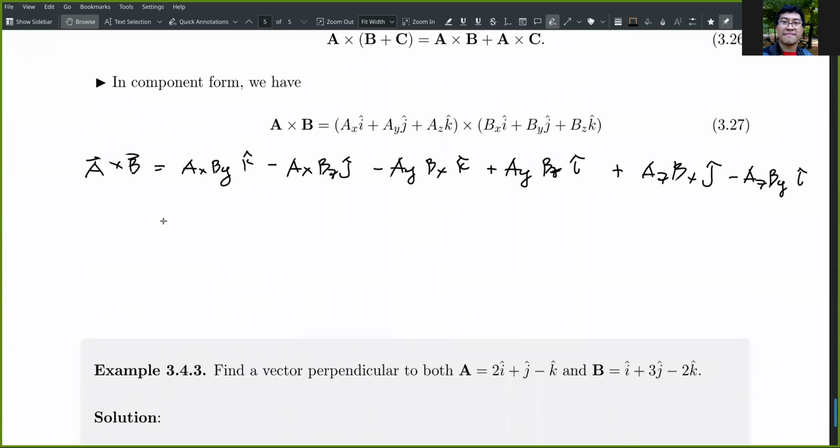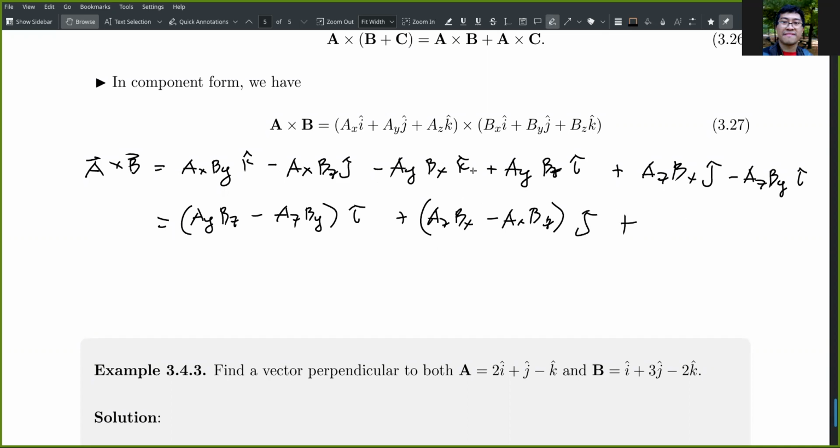So here you can group terms that contain the same, let's say I. You have here AY BZ minus AZ BY, plus group terms with J. So you have here AZ BX minus AX BZ J, plus terms with K. You have AX BY minus AY BX K.